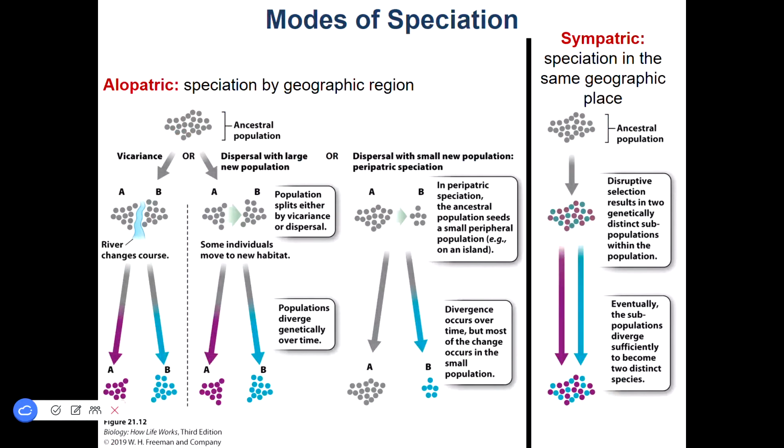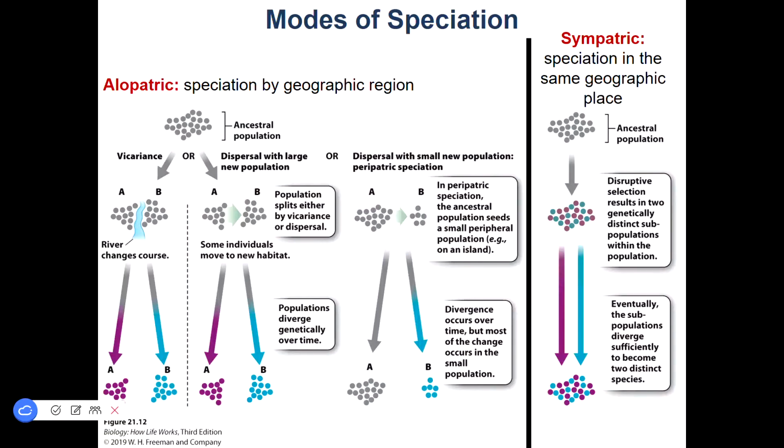So there are modes of speciation. So how do species occur? How does speciation actually occur? So there's allopatric speciation, which is speciation by geographic region. So typically in allopatric speciation, we have a vicariance event. So for example, there's a new river that changes course and splits our species. Over time, we'll have two new species.